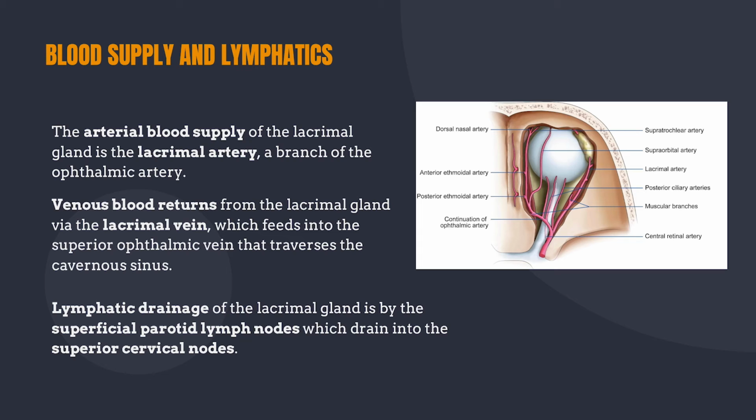Now, how about the blood supply and the lymphatics? The arterial blood supply of the lacrimal gland is the lacrimal artery, a branch of the ophthalmic artery. Venous blood returns from the lacrimal gland via the lacrimal vein, which feeds into the superior ophthalmic vein that traverses the cavernous sinus.